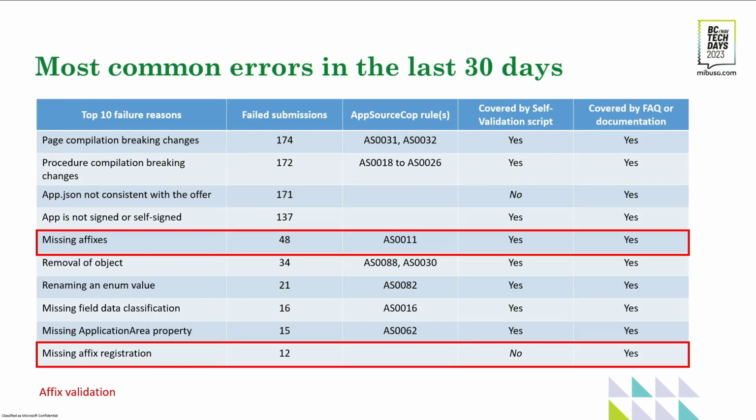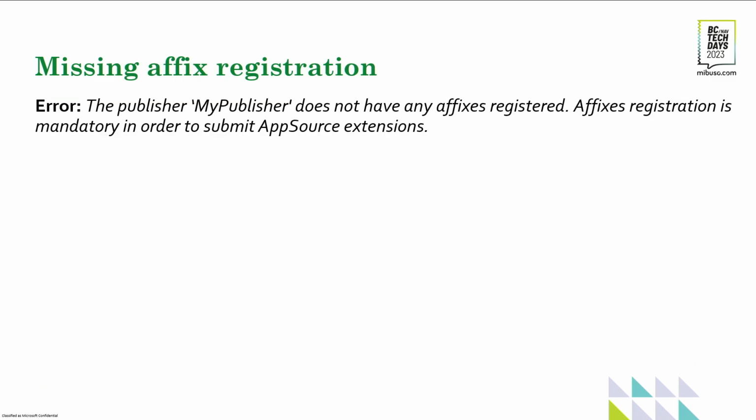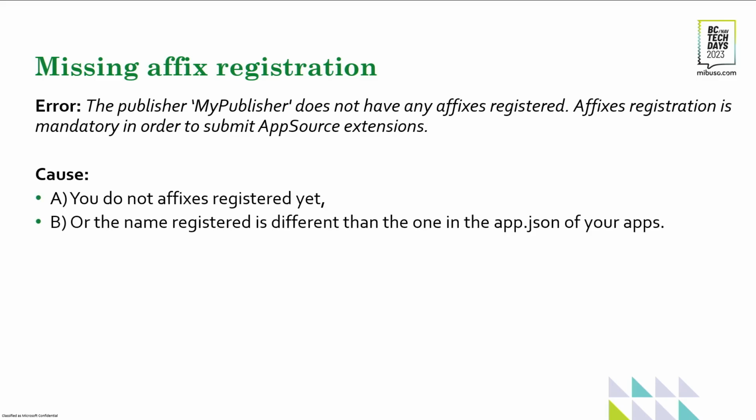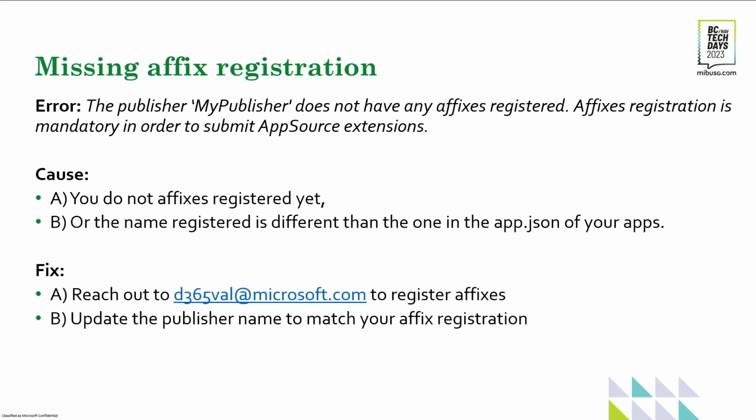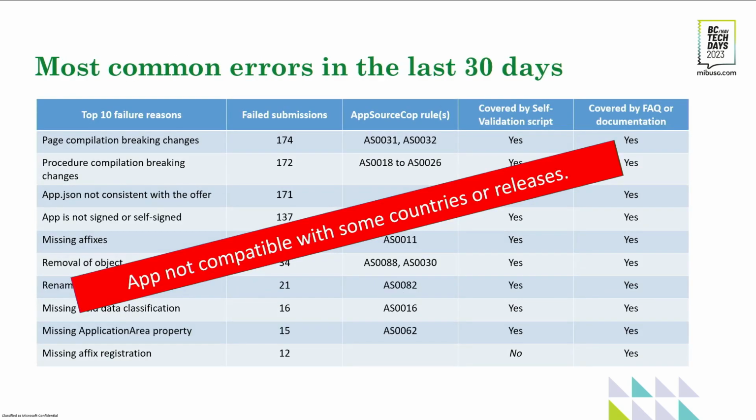The other thing that you might get is related to missing affixes. At this point, we presented what affixes are, and you must register them. If you see such an error, it means that you haven't registered them yet, or you're not using the right publisher name. So in those cases, you should either reach out to d365vi@microsoft.com to register your affixes, or double-check your publisher name in your extension.